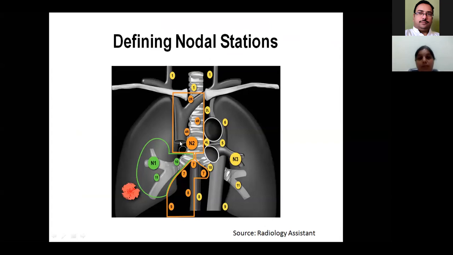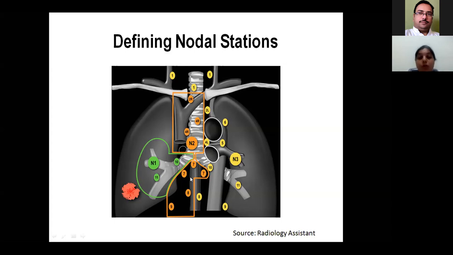Now for the mediastinal group, the dividing line is basically the left side of the trachea. So for a right-sided lung cancer, any lymph nodes lying to the right side, the entire right side of the trachea, including the left border of the trachea, are considered as level 2. The dividing line is on the left side of the trachea. Then again, level 7, which is a midline group of lymph nodes, irrespective of whether the tumor is on the right side or the left side, will always be considered as N2 disease.